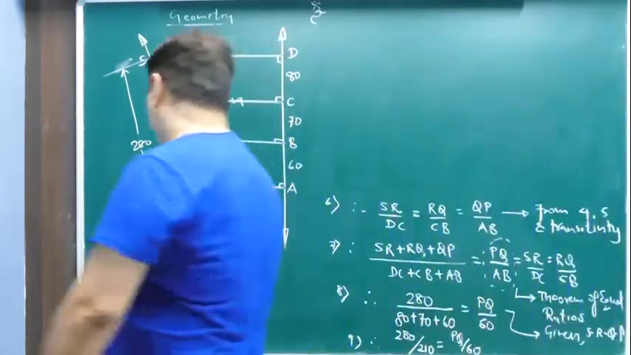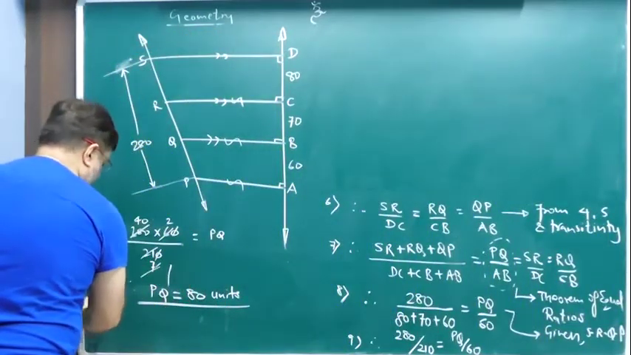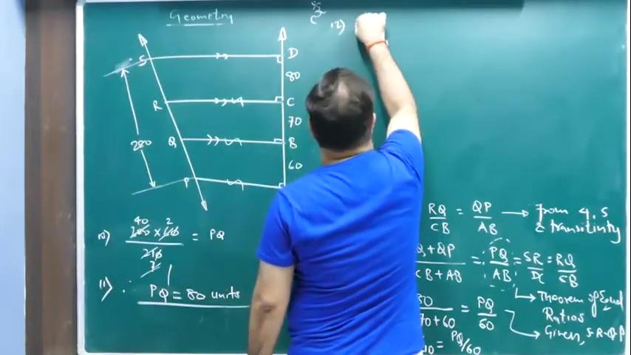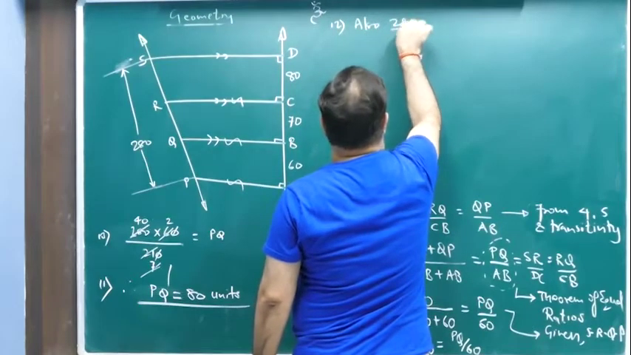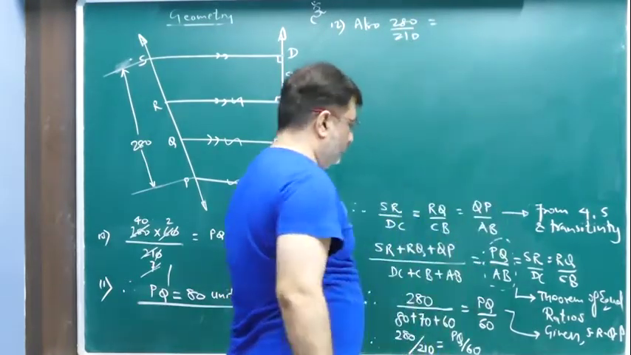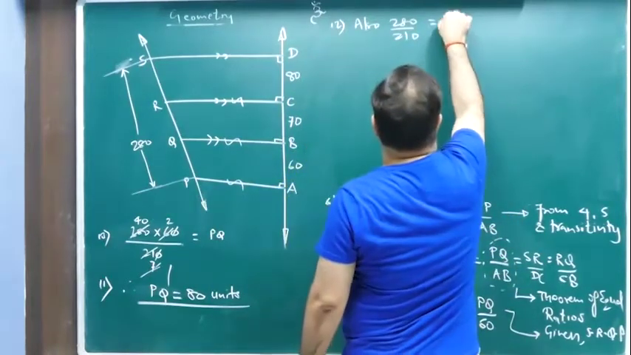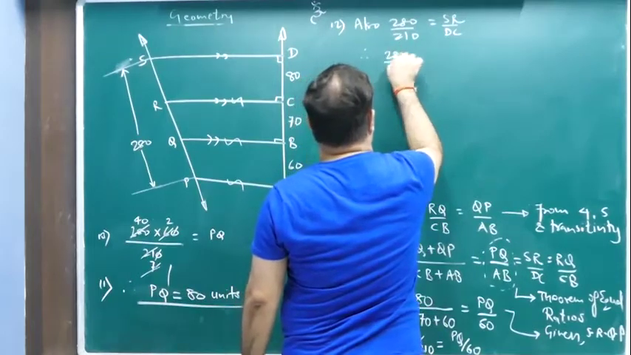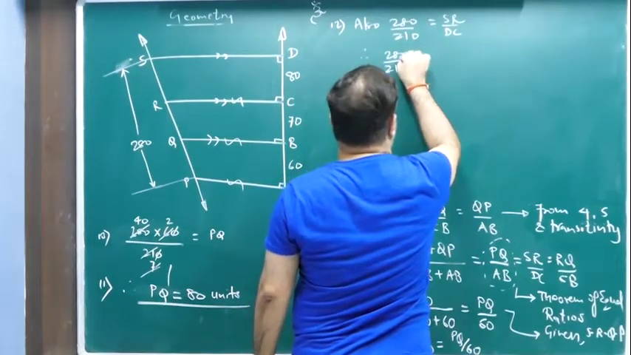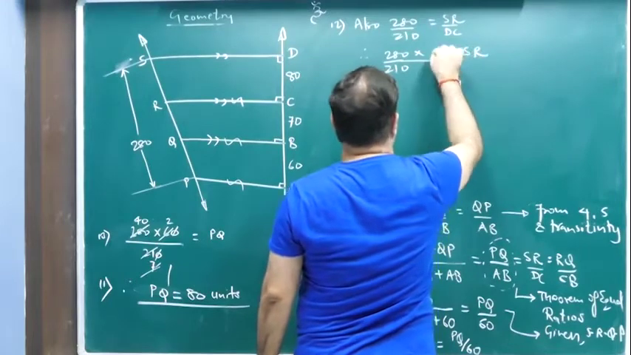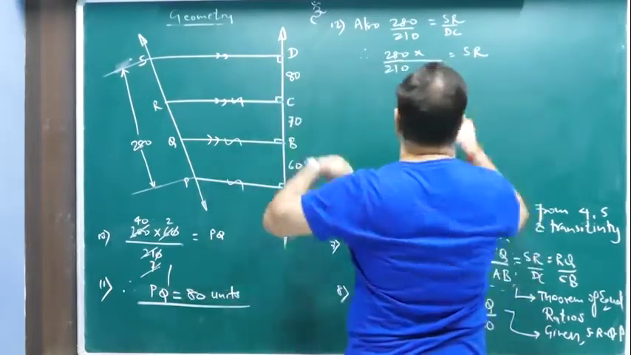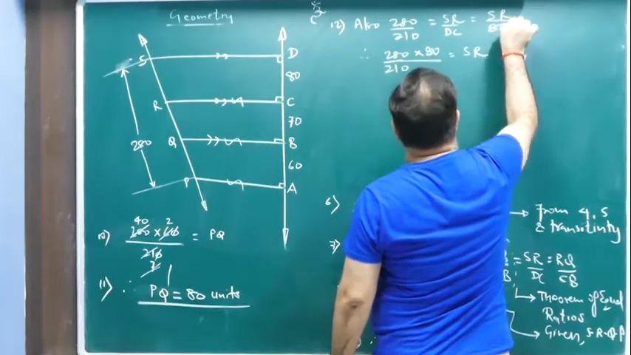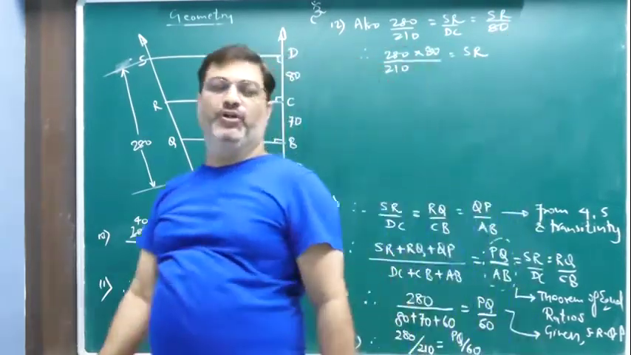So this is statement number 11. Now statement number 12. Also 280 upon 210 is equal to the next ratio SR upon DC. Therefore 280 upon 210 into DC is equal to SR. How much is DC? DC is 80. So you can say here SR upon 80. SR upon DC is nothing but SR upon 80.